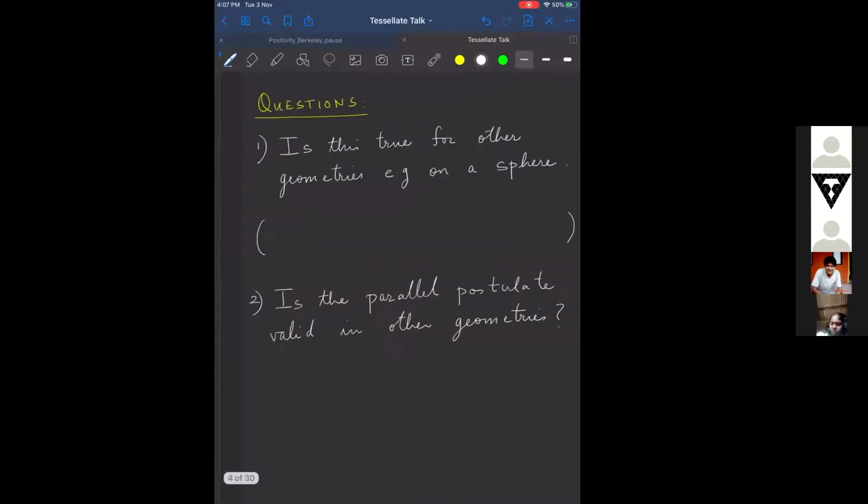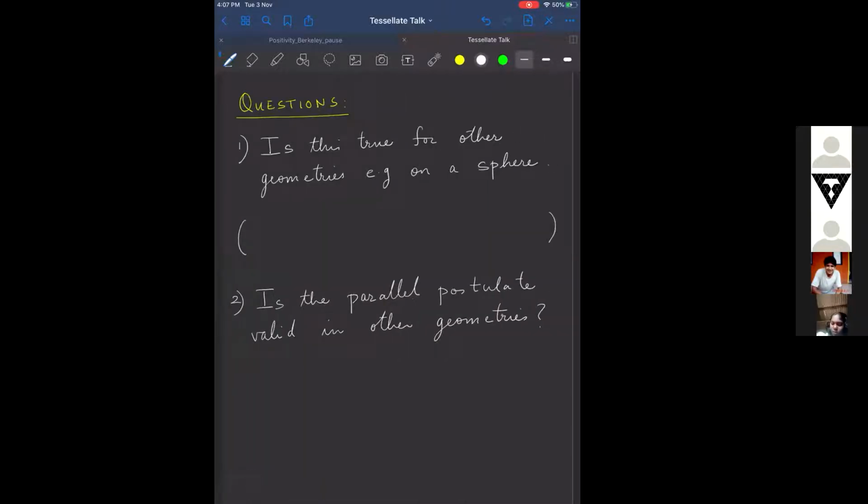Okay, so that brings us to two basic questions. Firstly, is this true for other geometries? So what do I mean by other geometries? For the purposes of this talk, when I say other geometries, I'm going to actually restrict attention to surfaces in 3 dimensions.